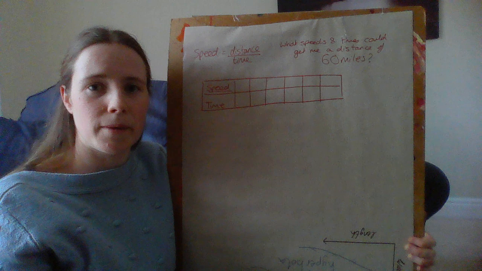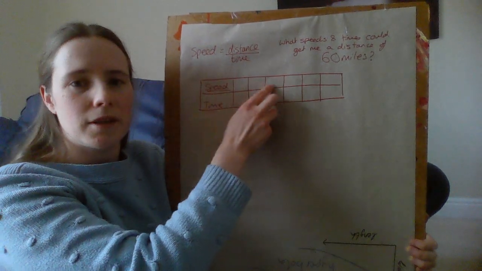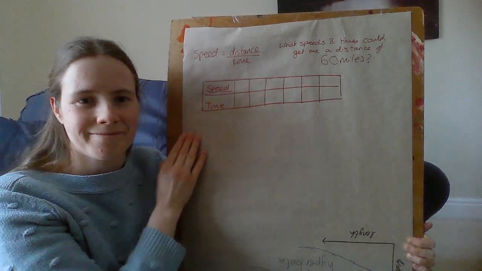Again, pause the video for a minute, have a think about the different possible values you could have as pairs for speed and time, and then play the video again in a moment and I'll talk through a few of my ones.